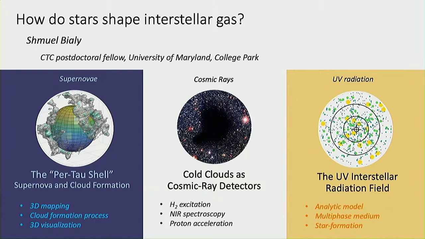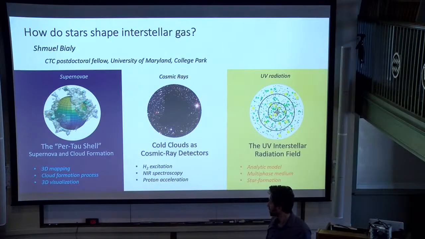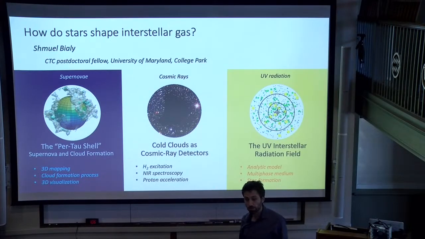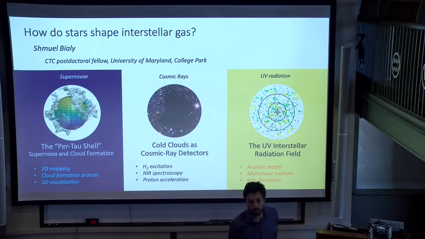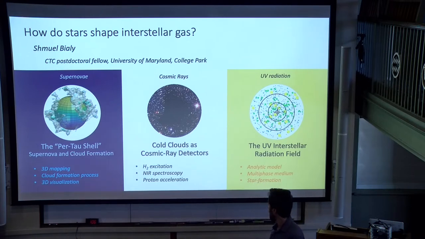Generally speaking, just before I dive right in, I'm working on different aspects that have to do with how stars shape the interstellar medium and the galactic environment where they form through different channels like supernovae, cosmic rays, and UV radiation. So, for example, here at the CfA, we worked with the dust maps called the Per-Tau shell, produced by supernova. I will not talk about it. Cold clouds as cosmic ray detectors: a new idea of how we can use dark molecular cold clouds as a way to detect or constrain cosmic rays in the galaxy.